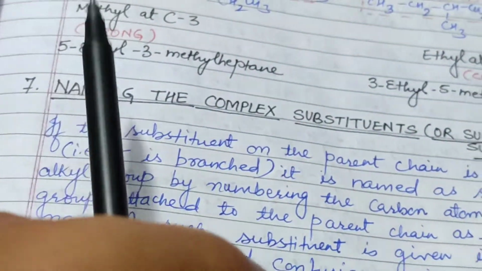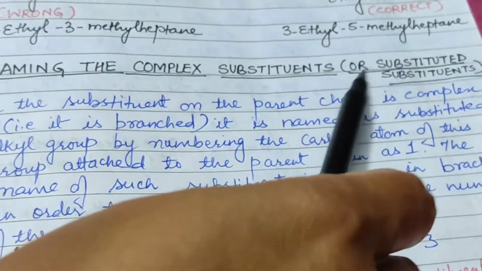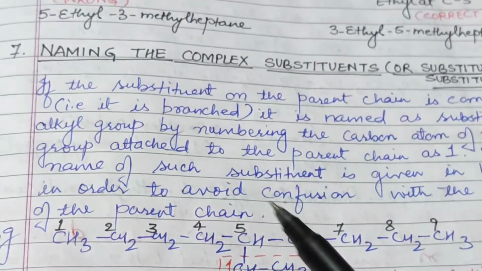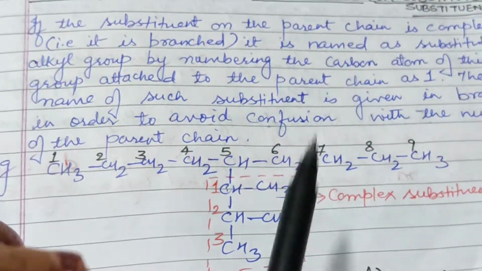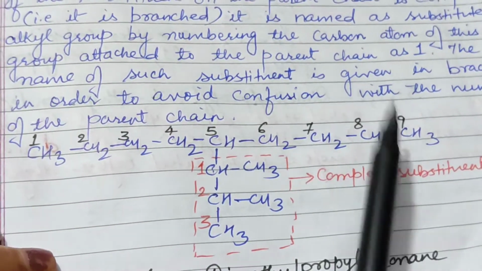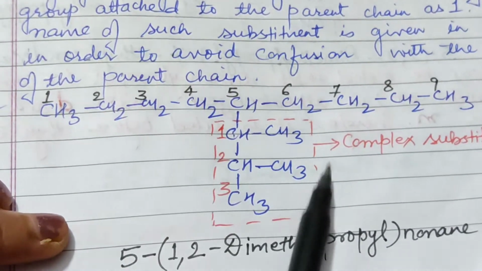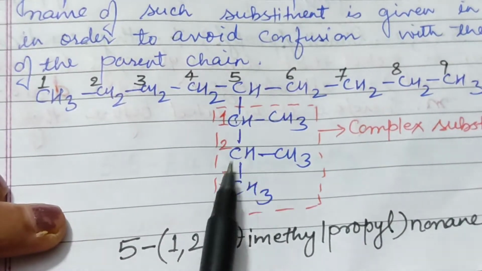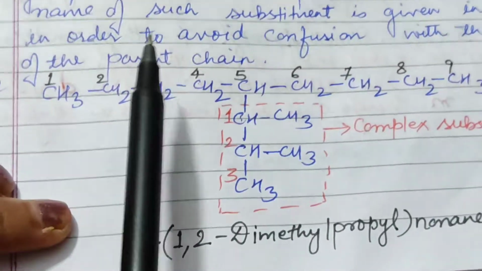Now the 7th rule: naming the complex substituents or substituted substituents. Suppose in a chain, I will explain with the example of this chain compound. You could see in this chain there are already 9 carbon atoms, but there is a branching at the 5th position of the carbon atom, and this is a complex substituent. More than 2 carbon atoms are present here and it is further branched, so that's why it is termed a complex substituent.